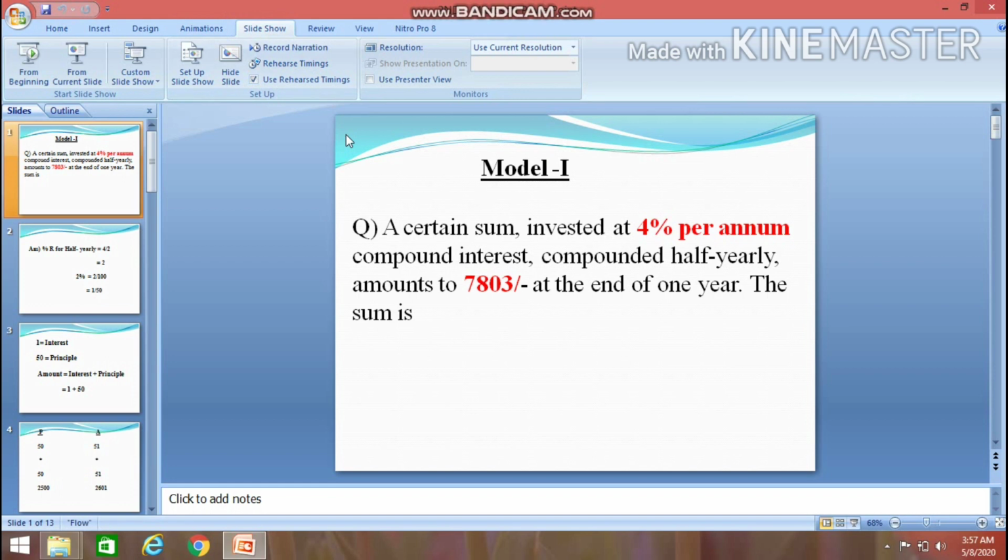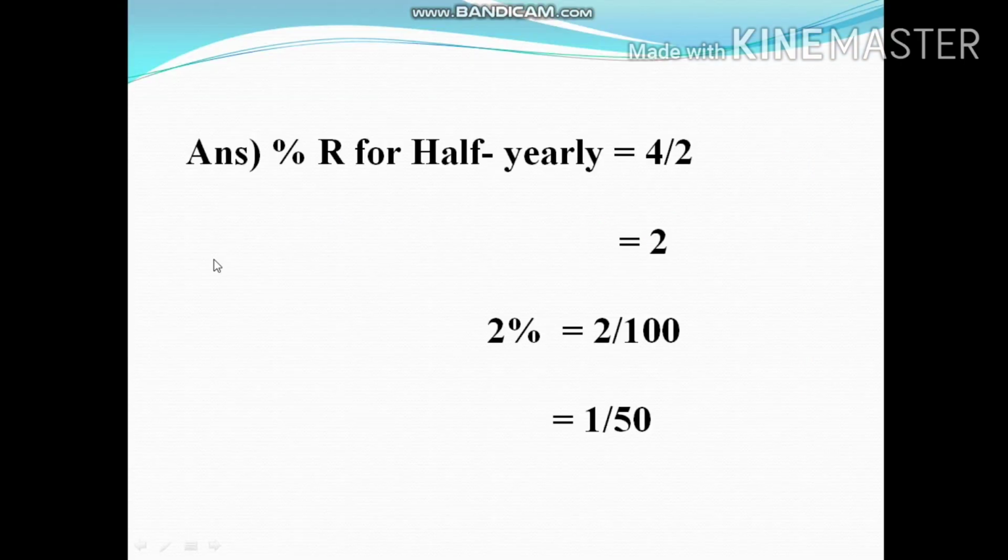A certain sum invested at 4% per annum compound interest, compounded half yearly, amounts to 7,803 rupees at the end of 1 year. The sum is? Let's see the answer. First, we have to calculate the rate of interest for half yearly.